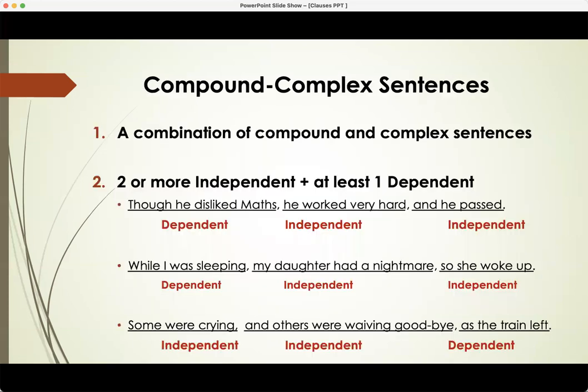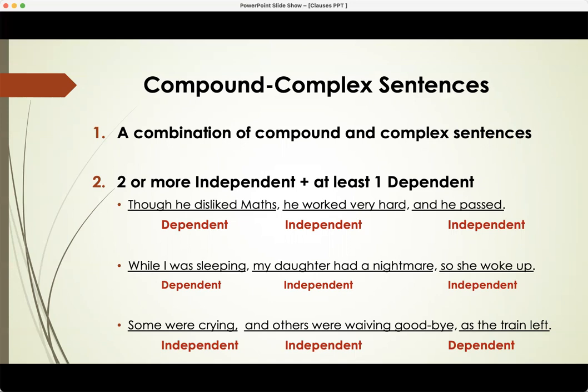Finally, we have compound complex sentences. So compound complex sentences, as the name might suggest, are a combination of compound and complex sentences. What does that mean? That means we must have at least two or more independent clauses combined with at least one dependent clause. For example, though he disliked maths, he worked very hard and he passed.